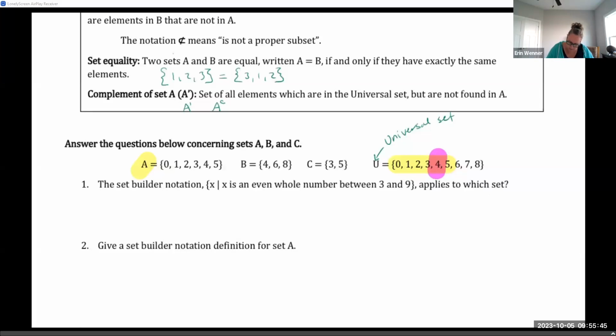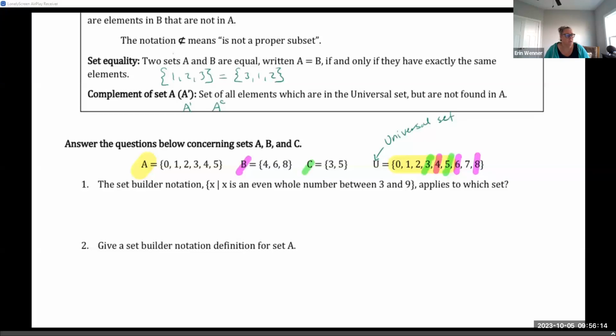Let's make this a little less thick. 4, 6, and 8, right? That's set B. And then finally set C are the numbers 3 and 5. So you can see how sets A, B, and C are inside the universal set, right? They are in there. And so we're able to discuss how these sets interact with one another.